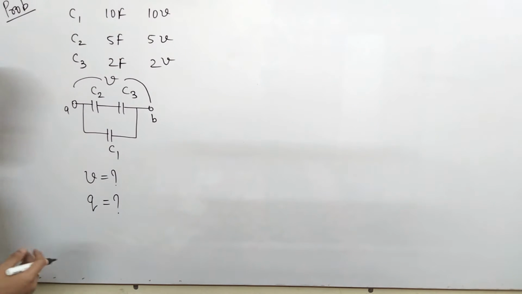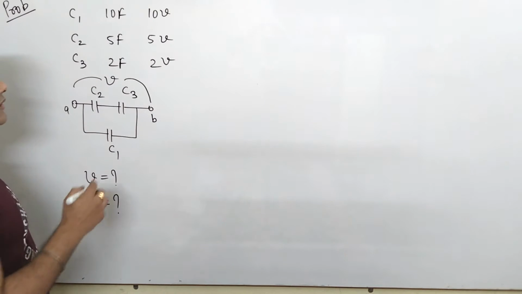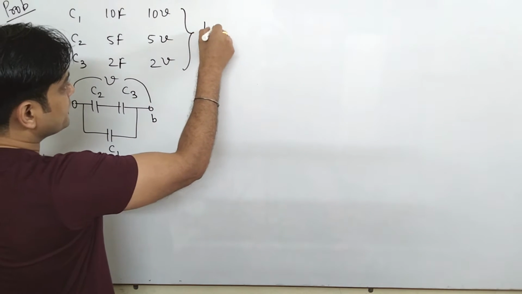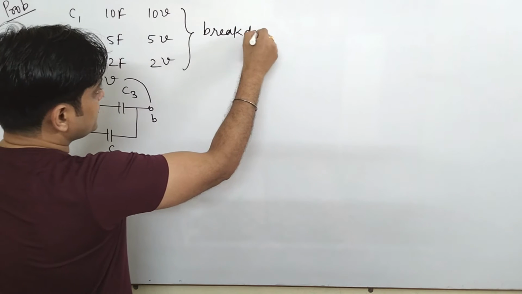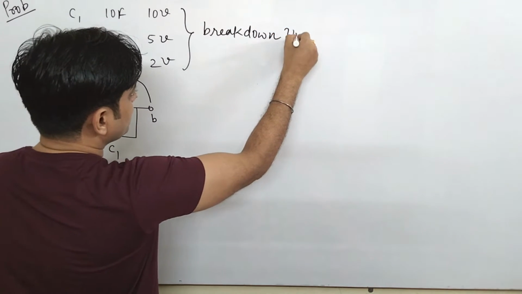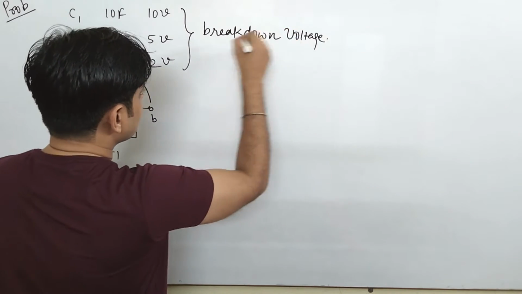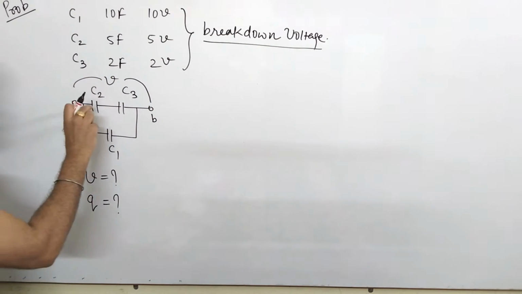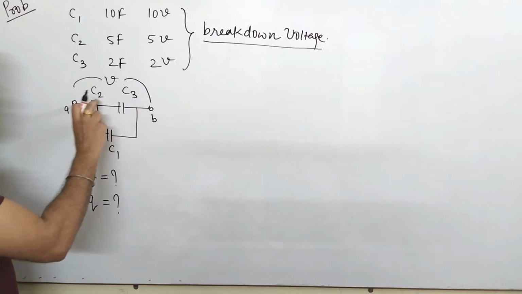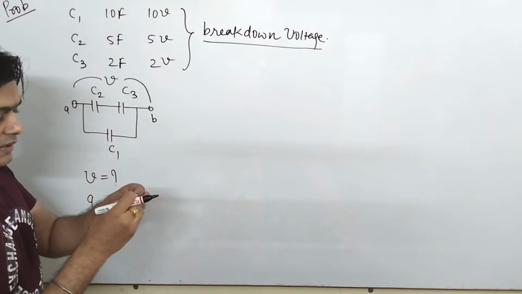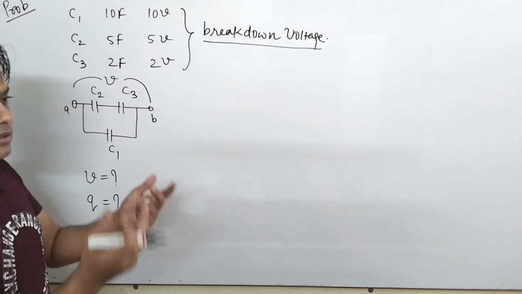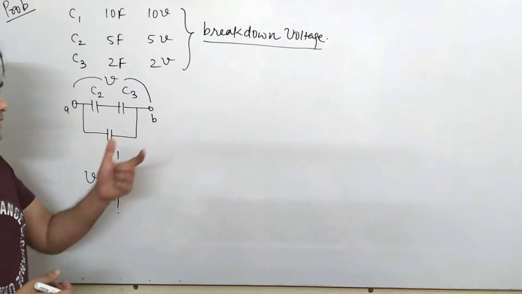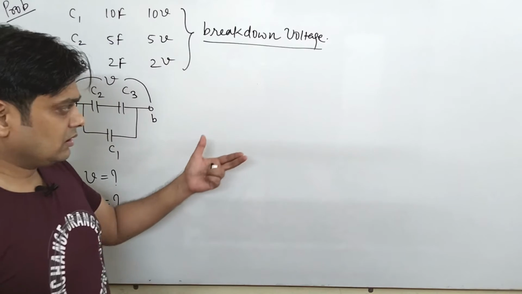Please try to understand the language I use here. One more important concept comes in, known as breakdown voltage. I have mentioned breakdown voltage in my previous video. A capacitor has a rated voltage, and if you apply a voltage greater than that, the capacitor will break down, or you can say it will be destroyed. You can see images on Google.